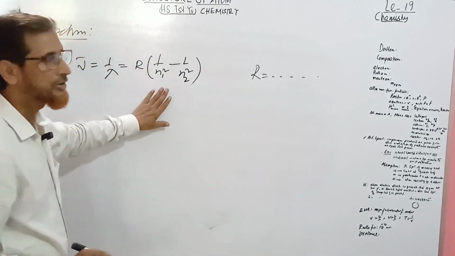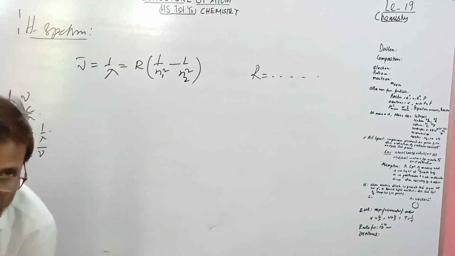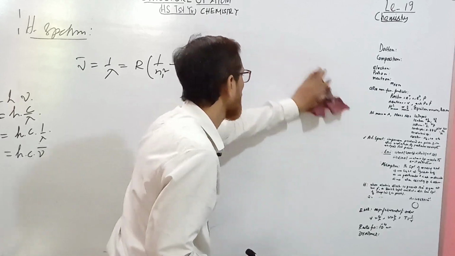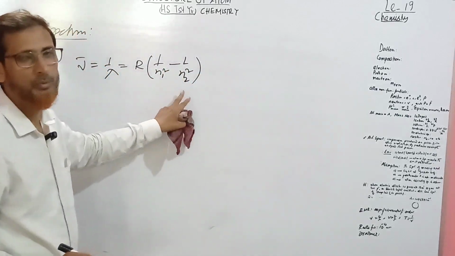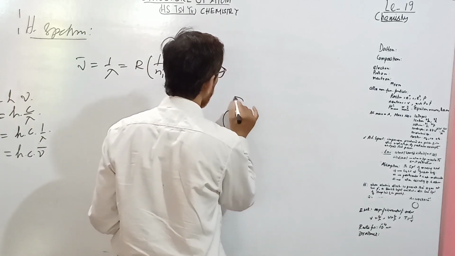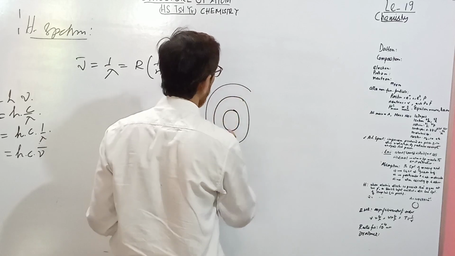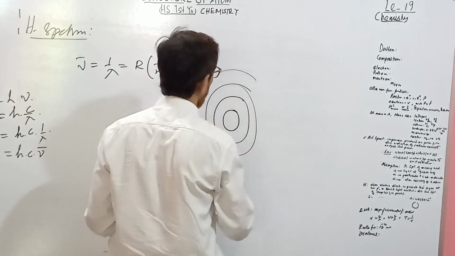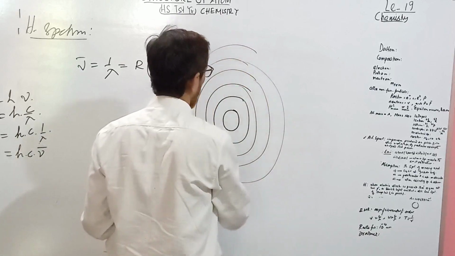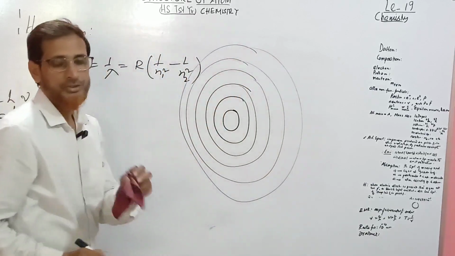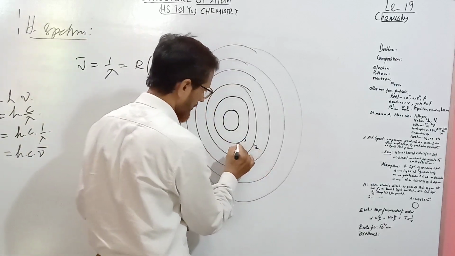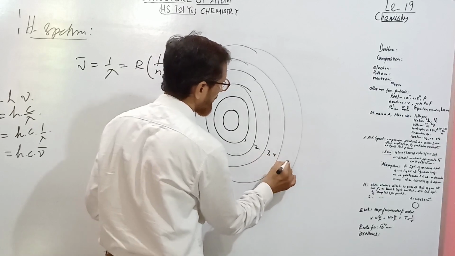Am I right? Where did this formula come from? It is a bit lengthy process. I am not going to show you that, but I am showing you the process where you see what n1 is and what n2 is. Here, if this is the nucleus, this is 1, the ground state, this is 2, this is 3, this is 4, this is 5, like this.